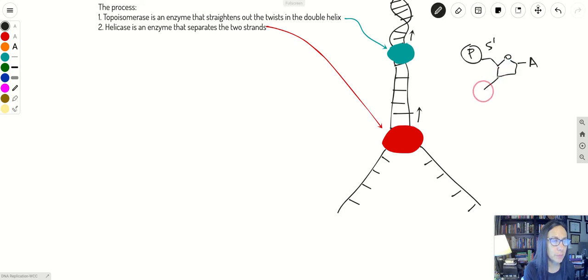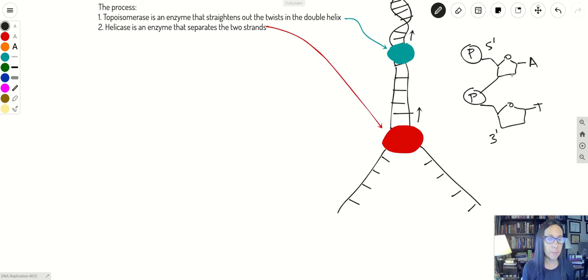Okay, and it's going to be the phosphate group of the next nucleotide. So I'm just going to quickly draw this. Here's our sugar. And then this is another base, so let's just make it a T. I'm just picking random ones. And so this is the 3 prime end, okay?